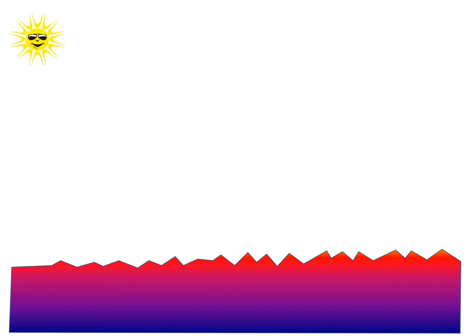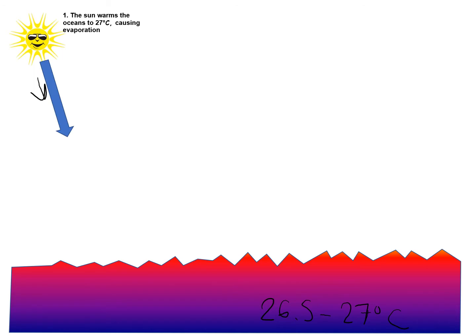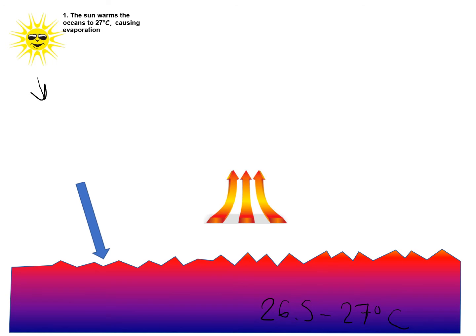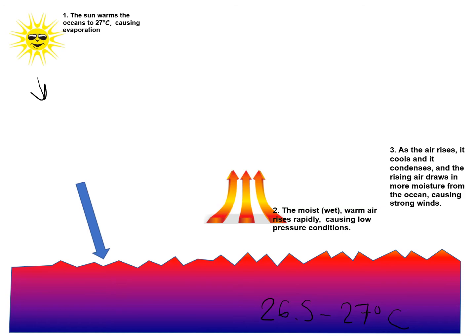So we can see here that the sun is going to be putting its rays down onto the ground, which is going to mean that the sea temperatures are going to rise to between 26.5 and 27 degrees C. Okay, so as a result, that will create evaporation. So evaporation is when water turns into a gas and it rises into the atmosphere. And as it rises further into the atmosphere, it's going to start to cool and condense.